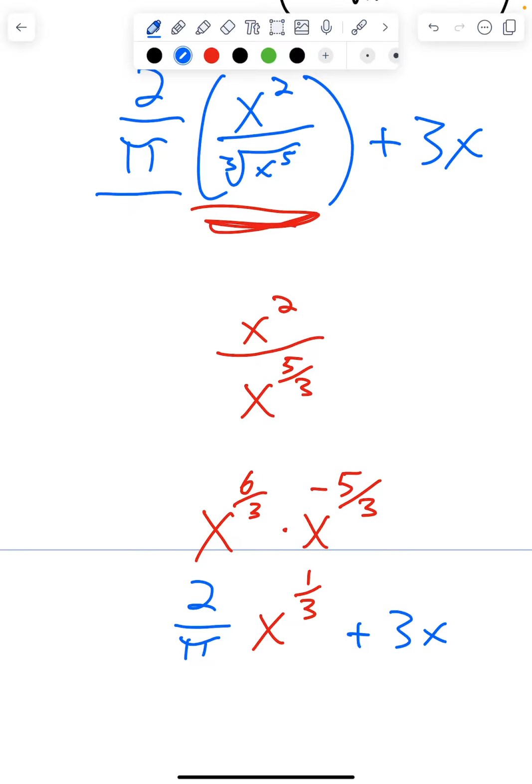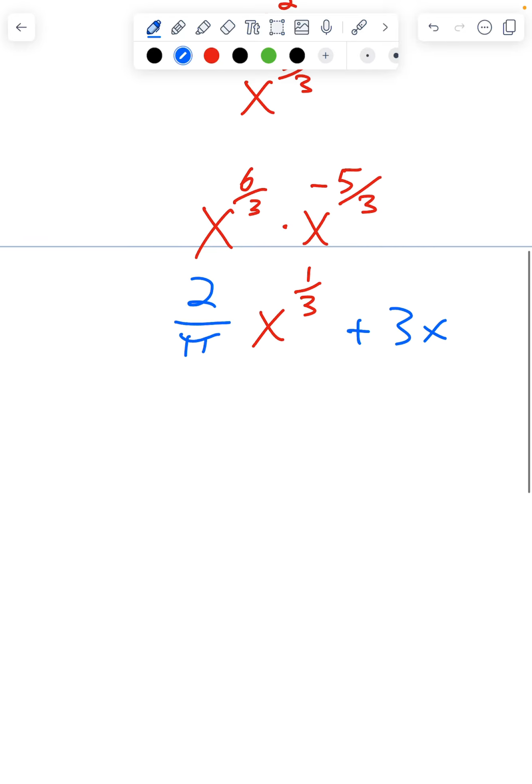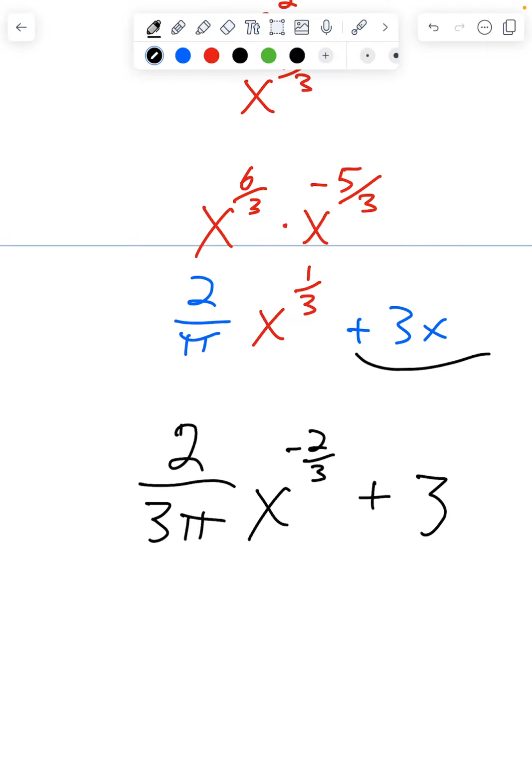And then from the top, my plus 3x. Now at this point, this is not any quotient rule. There's no product rule, no chain rule, nothing else. This is a pretty simple power rule from here. So I can just multiply my 2 over pi by 1/3, and I would get 2 over 3 pi times x, and then I'm subtracting 1 from my 1/3 to get negative 2/3. Again, the derivative of my 3x will be plus 3.